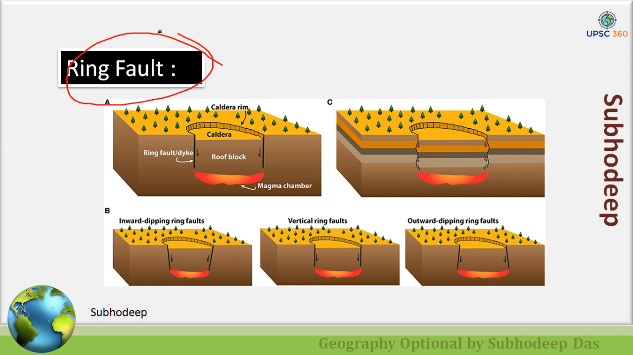Next is ring fault. Ring fault happens at a place where the magma activities are quite large, and a circular patch of land goes down. So these faults are called ring faults.